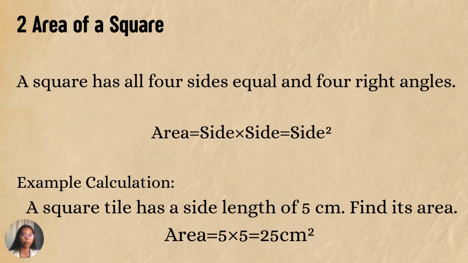Number 2, a square. A square has all four sides equal and four right angles. Here is the formula: area equals side times side. For example, a square tile has sides of length 5 cm. Find its area. 5 times 5 is equal to 25 square centimeters.